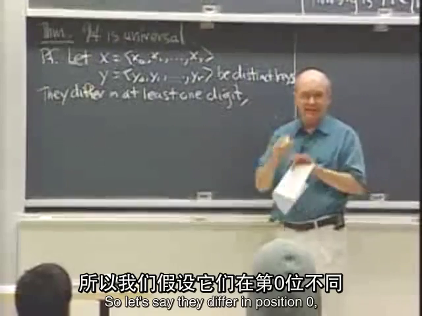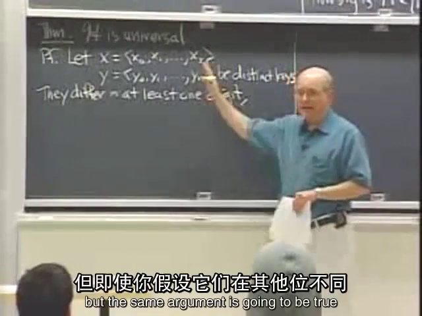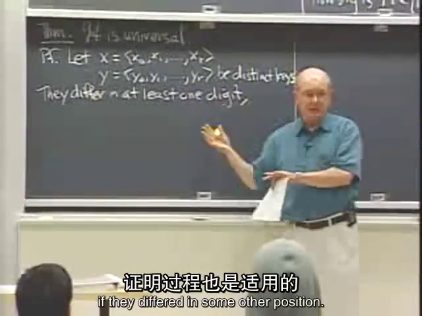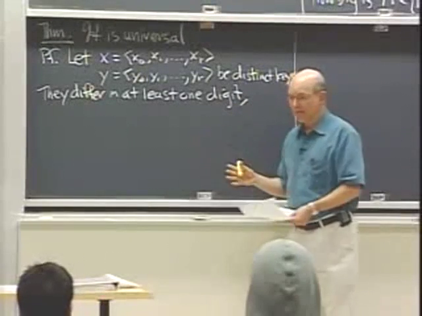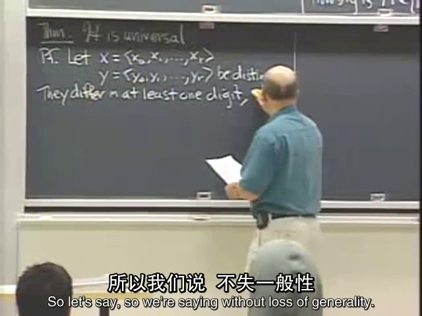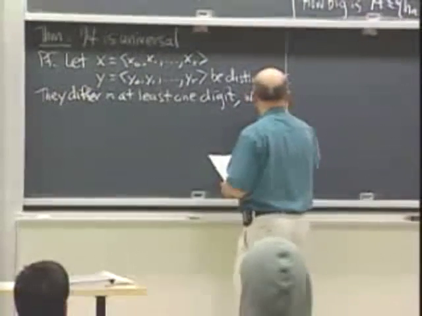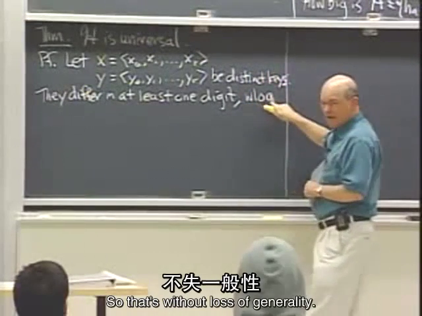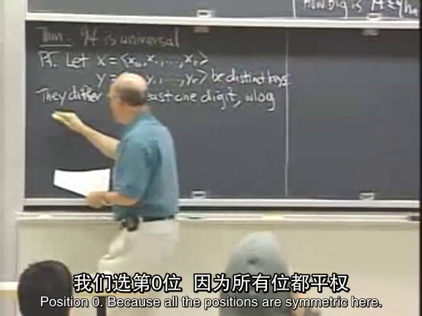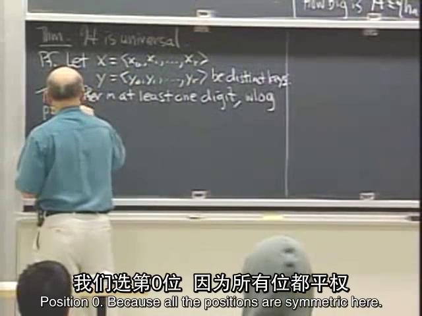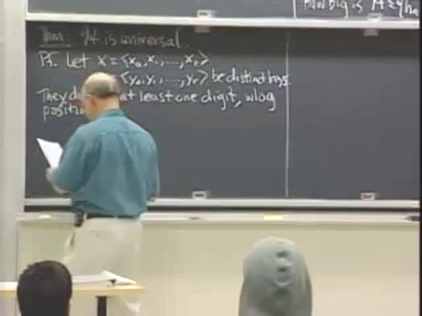So let's say they differ in position 0, but the same argument is going to be true if they differed in some other position. Okay? So we're saying, without loss of generality, position 0. Because all the positions are symmetric here.